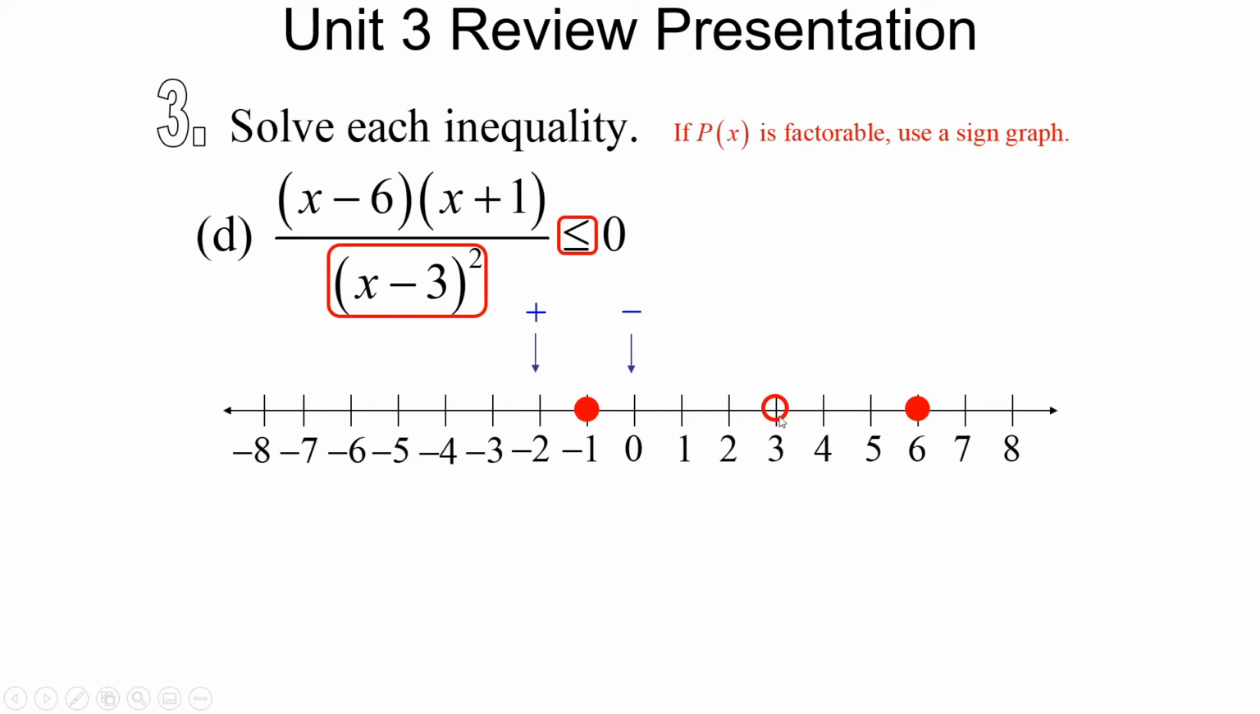Now, this is a discontinuity, so I have to check a test point over to the right of that. So I'm going to use that 4 right there. Negative, positive, positive, that's negative. So I'm negative on both sides of the discontinuity, and the 6 is a single root, so I have to change sign over there, so I'm going to be positive right there.